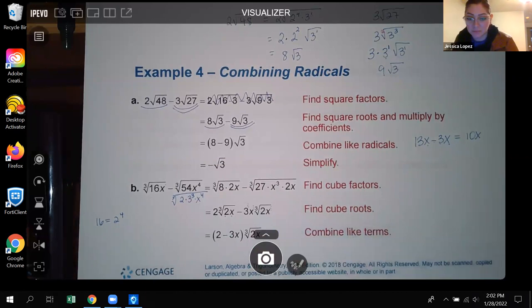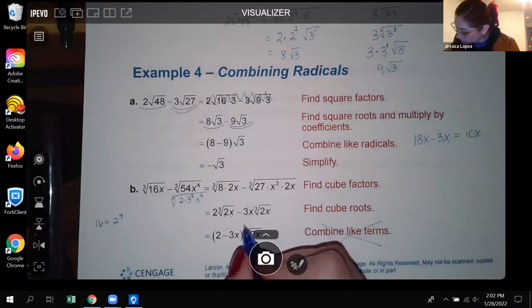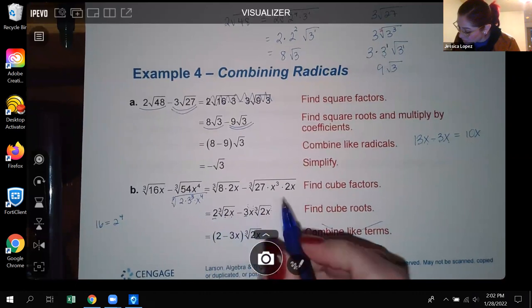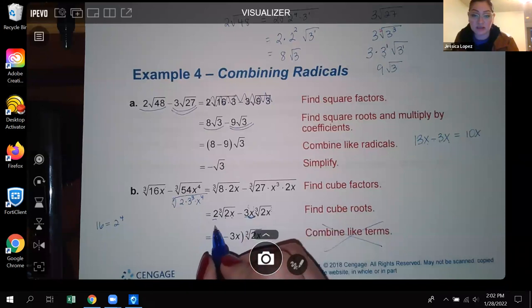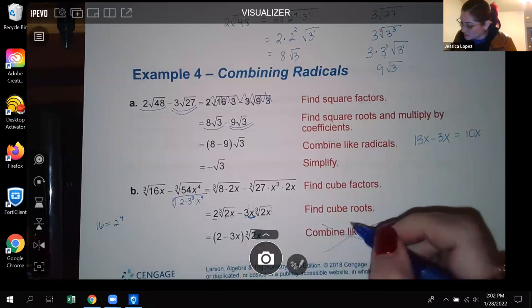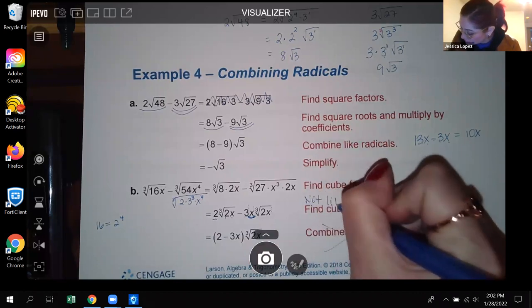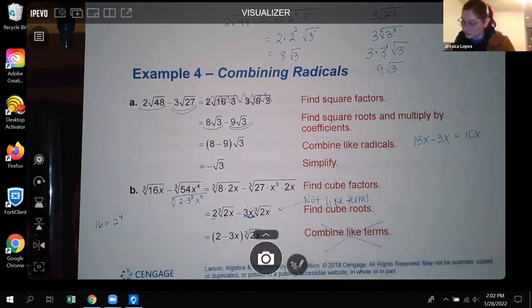Okay. Now, these are not like terms because I don't even know why it told you to try to combine them. You can't. They do have coefficients and they do have the same index and the same radical, but notice this one has a variable x and this one does not. Okay. So it shouldn't be telling you to combine like terms. These are not like terms. So those guys are not like terms.